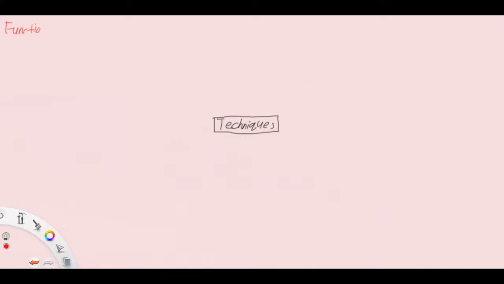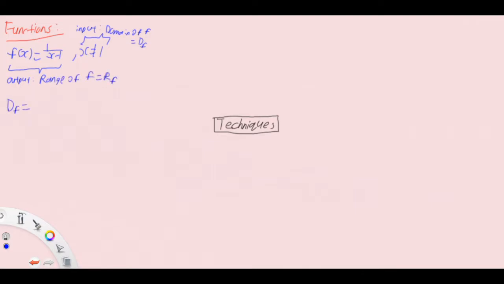We begin with the basics of functions, basically notation. So if we have f(x) = 1/(x-1), where x cannot be 1, this x cannot be 1 is basically the domain of f, or Df. f(x), or 1/(x-1), is basically the output, known as the range of f, Rf. So if the domain of f is minus infinity to 1 and 1 to infinity, our range of f is simply minus infinity to 0 and 0 to infinity.